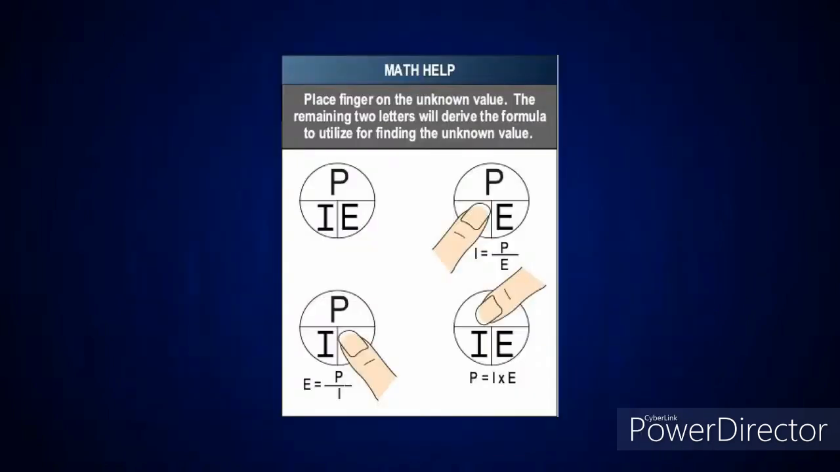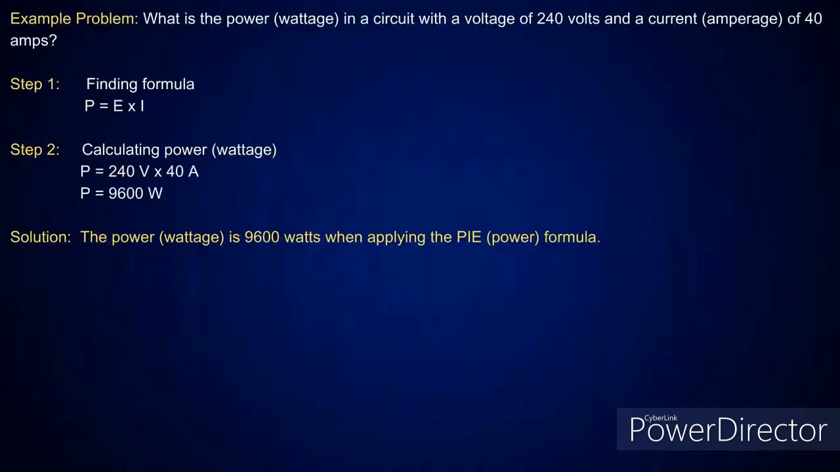Now this is the pie formulas. Look, it's the exact same concept. If you're looking for the power and you put your finger over P, it's I times E. If I put my finger on I, E is divided into the power. If I put it over E, I is divided into P. So these are the pie formulas.